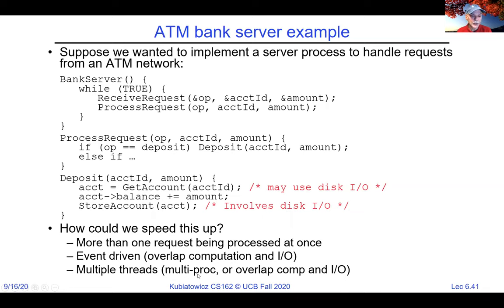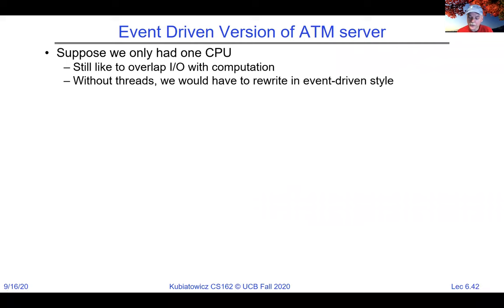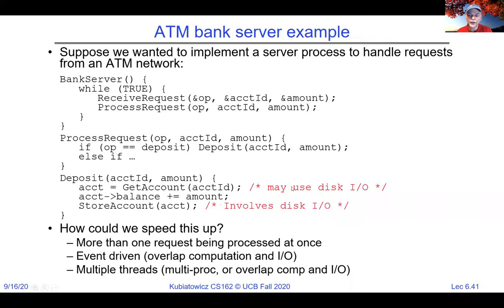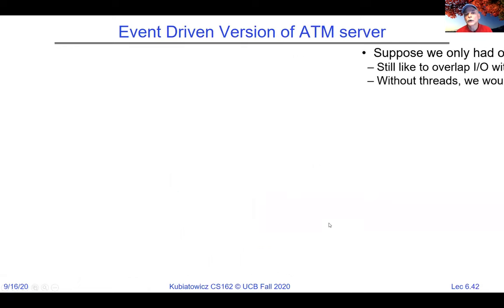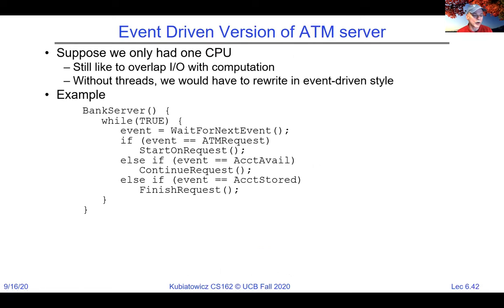Okay, so more than one request being processed at once would seem like a good idea here. But our naive way to do that, why would we want to do that? Well, at minimum, we'd like to get our disk I/O overlapped with computation. Okay, so one option, which I'm not going to go into right now because we're a little low on time, but we could build an event-driven version. I'll give you a very brief idea.